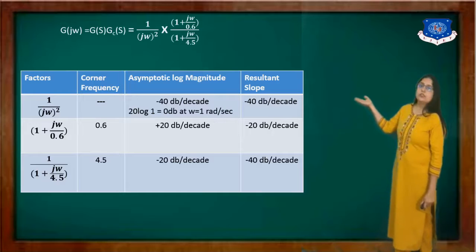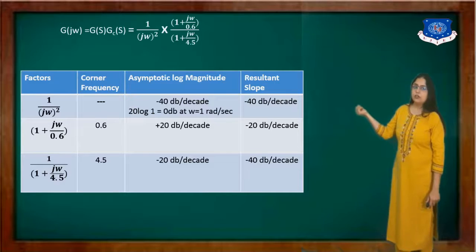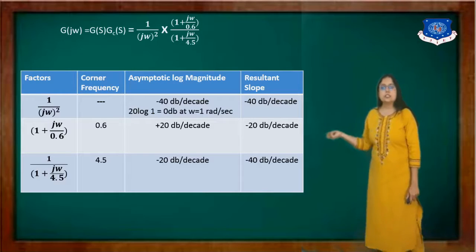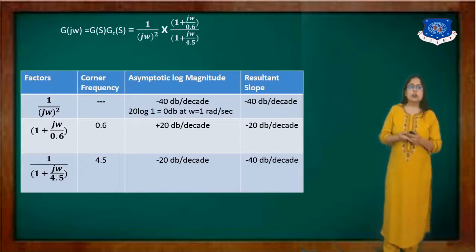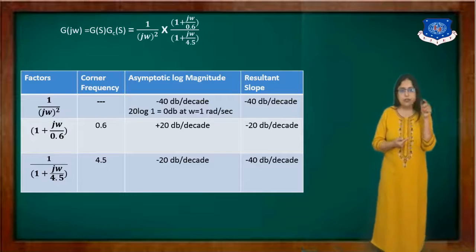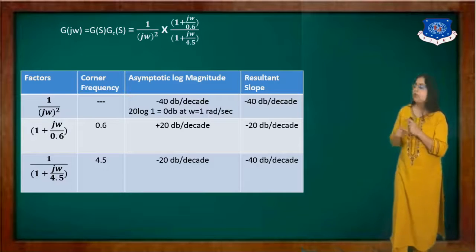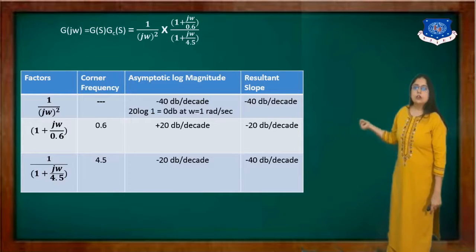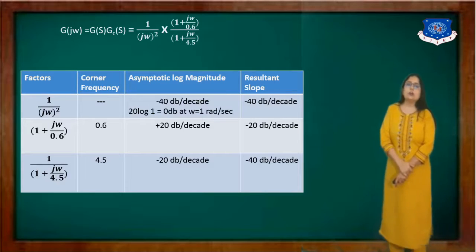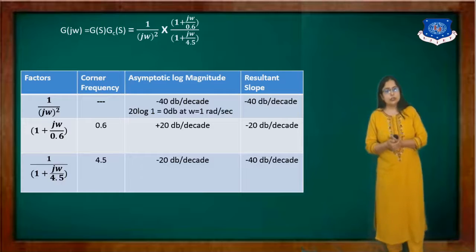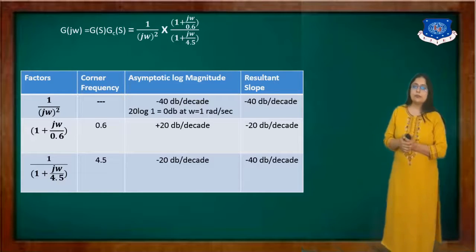Now for the first factor, we do not have any corner frequency, that's why the dash line. For the second, the corner frequency is 0.6. Whatever you have written in j omega divided by the term, that will become your corner frequency. Now for the third term, the corner frequency is 4.5. Now for the asymptotic log magnitude, (j omega) squared gives minus 40 dB per decade, and 20 log of 1 equals 0 dB at omega equal to 1.